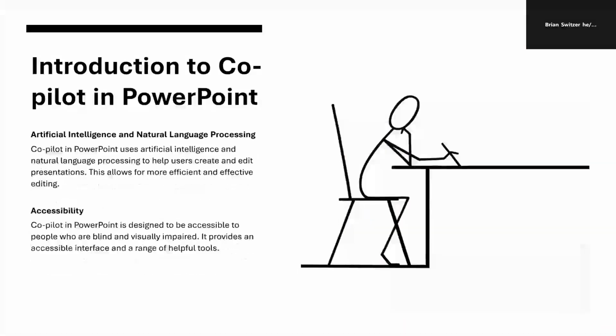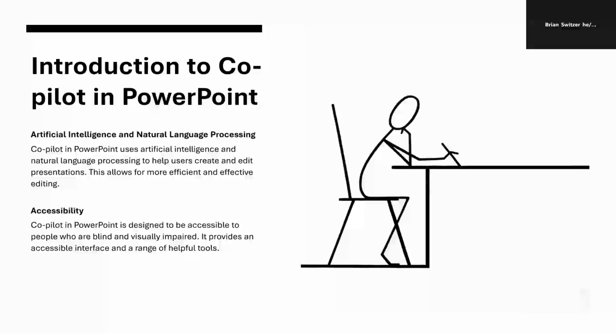Slide 3. Introduction to Copilot in PowerPoint. Content placeholder: businessman is drawing stick figure on white paper. Stick figure was drawn as business person. Introduction to Copilot in PowerPoint. Artificial intelligence and natural language processing. Copilot in PowerPoint uses artificial intelligence and natural language processing to help users create and edit presentations. This allows for more efficient and effective editing. Accessibility. Copilot in PowerPoint is designed to be accessible to people who are blind and visually impaired. It provides an accessible interface and a range of helpful tools.